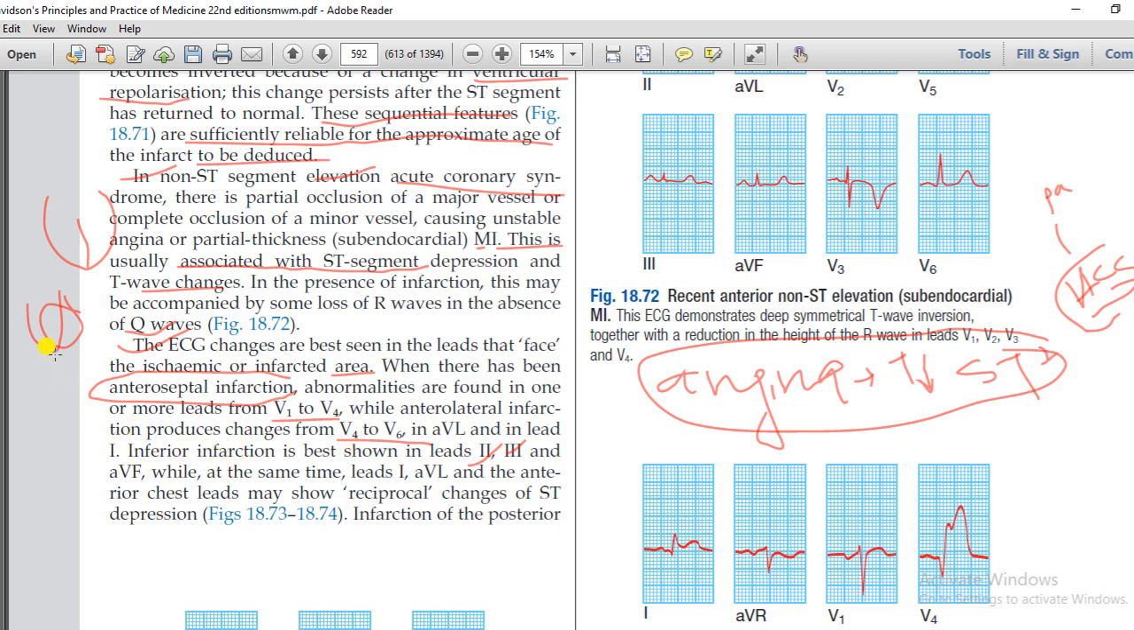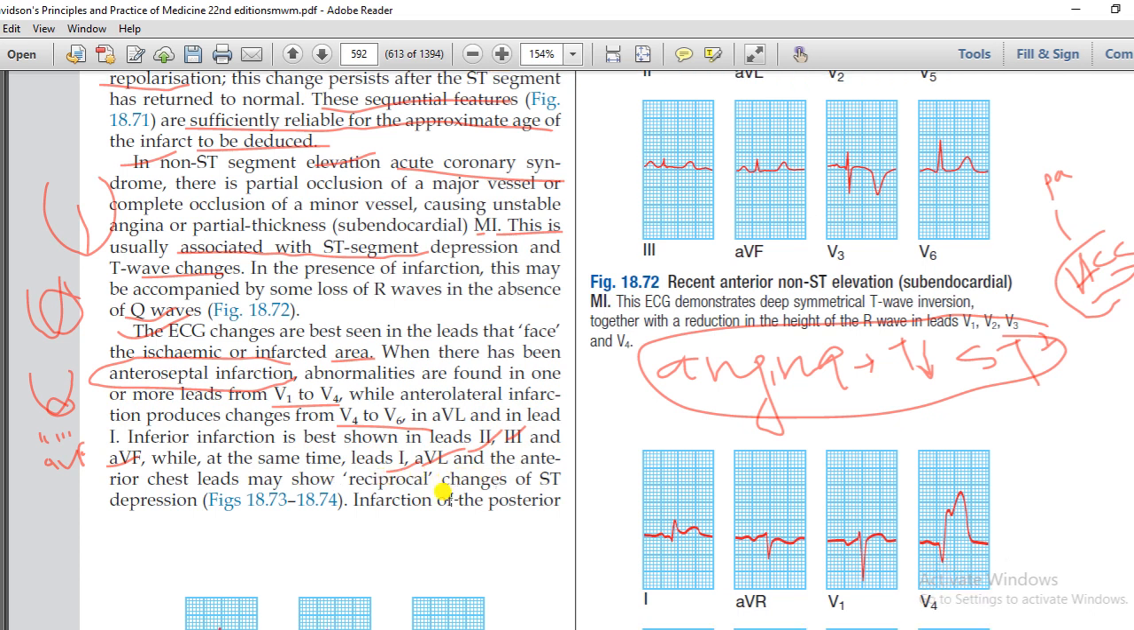Okay, and inferior infarction is in the inferior part of the heart. If the infarction occurs in the inferior part of the heart, then it is well shown in leads 2, 3, and AVF, while at the same time leads 1 and AVL, and the anterior chest leads, may show reciprocal change of ST depression. AVF is the lead placed on the left foot, and AVL is the lead placed on the left hand.